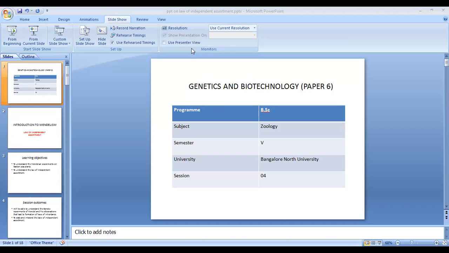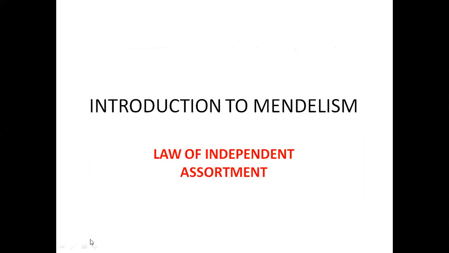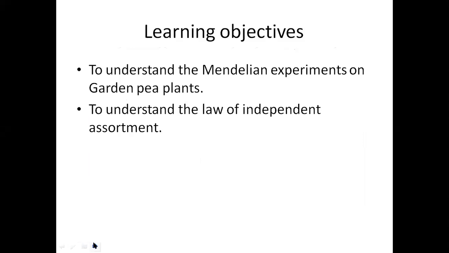Hello everyone. In this class of biotechnology and genetics of paper 6, we shall discuss the topic law of independent assortment, which comes under Mendelian genetics. In the previous session, we already studied the contribution of Mendel to genetics, and we also discussed the law of dominance and law of segregation. After that, the third principle proposed by Mendel is the law of independent assortment.